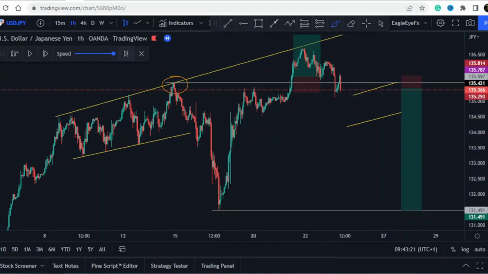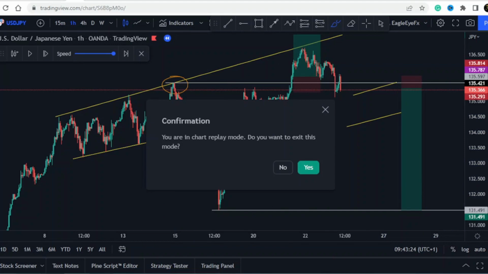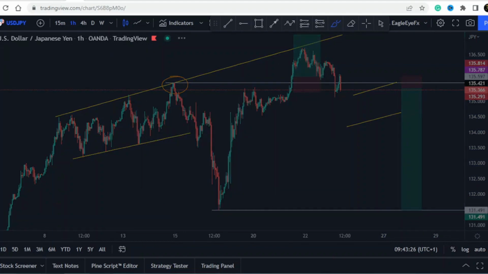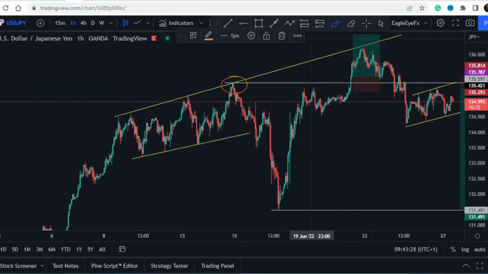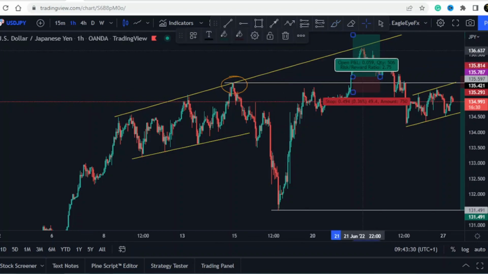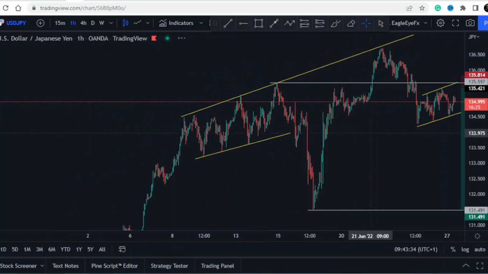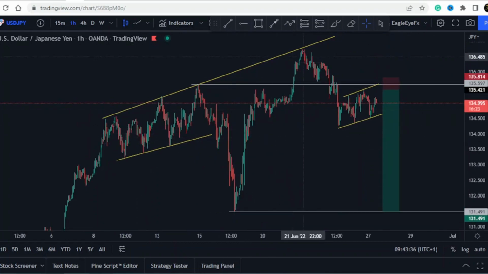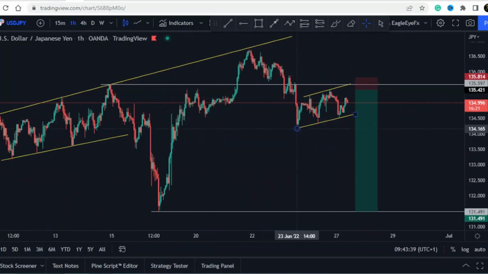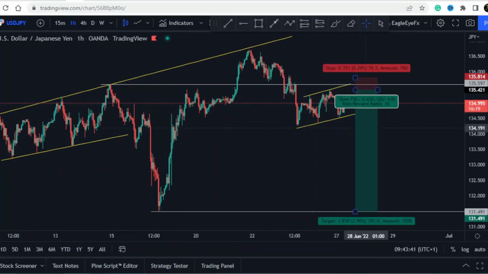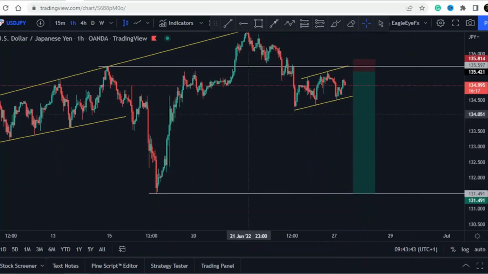Right. So let me cancel this. Okay, let me just cancel that and just remove this over here, and then just remove this over there. So look at what happened. The market went broke, came back inside the strike. Then look at this beautiful flag.